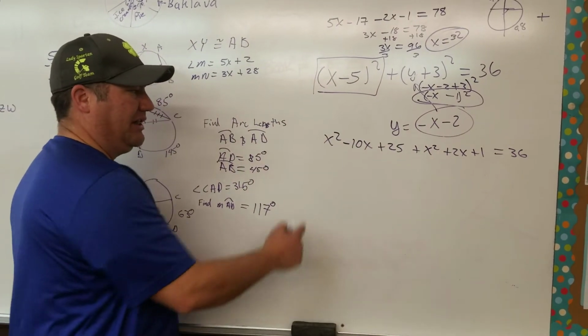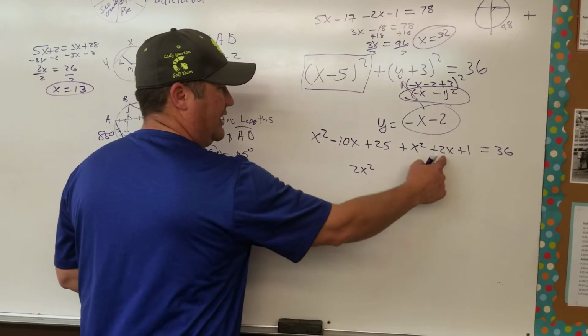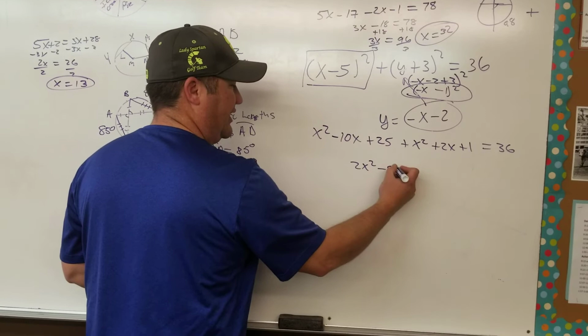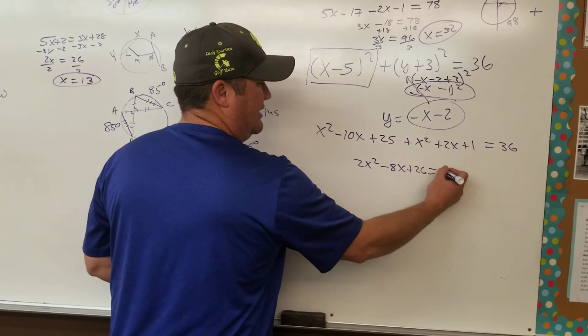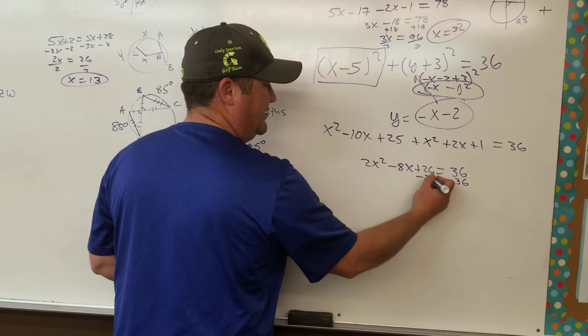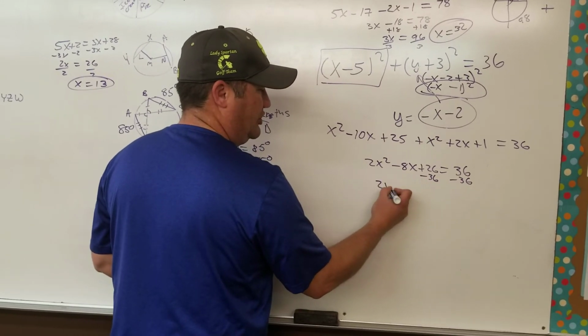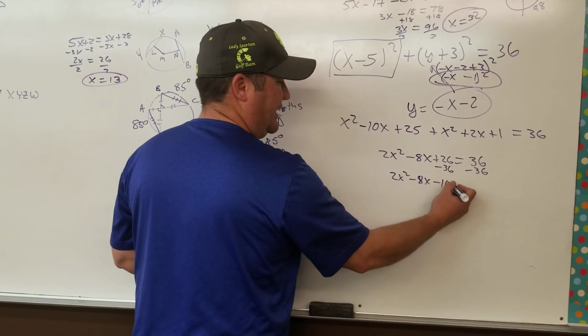Now I'm going to combine my like terms. X squared and x squared gives me 2x squared. Negative 10x plus 2x gives me negative 8x. 25 and 1 gives me 26. Equals 36. Subtract 36 from both sides. That's going to give me 2x squared minus 8x minus 10 equals 0.